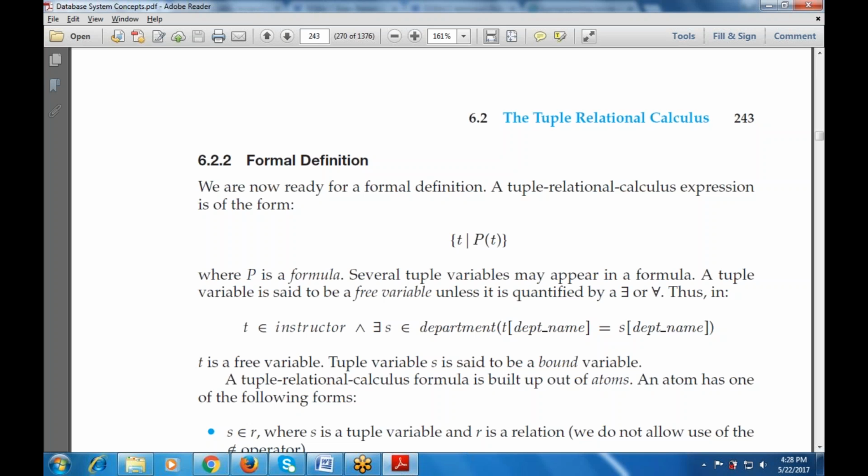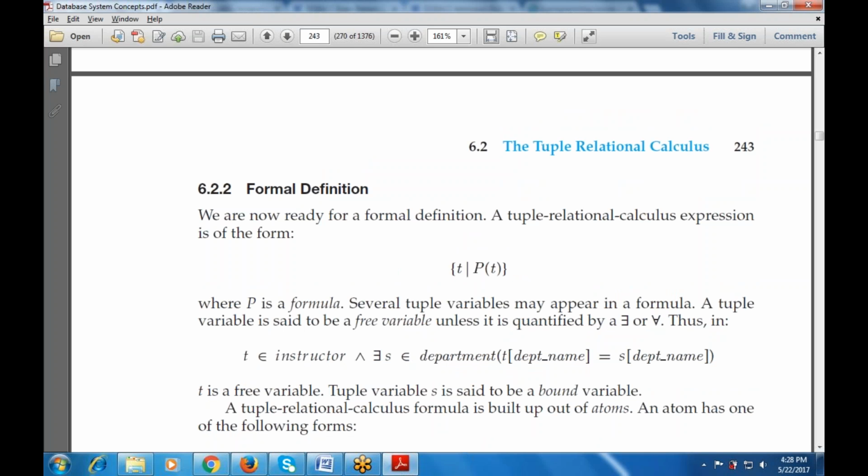So next is a formal definition. We are now ready for a formal definition. A tuple relational calculus expression is of the form {t | P(t)}, where P is a formula. Several tuple variables may appear in the formula. A variable is said to be a free variable unless it is quantified by there exists or for all. For example, t ∈ instructor ∧ ∃s ∈ department (t[dept_name] = s[dept_name]).